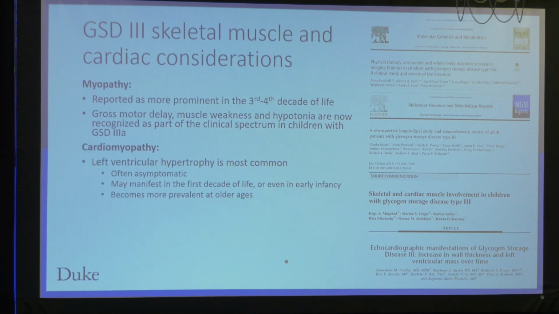What about the heart? There could be some heart muscle thickness. It's often asymptomatic, but then sometimes we've had reports in the literature that there have been sudden deaths. And I have been in this unfortunate position of knowing of 3 of my patients with GSD3A who've had sudden deaths, and 2 of them were actually college-going students.